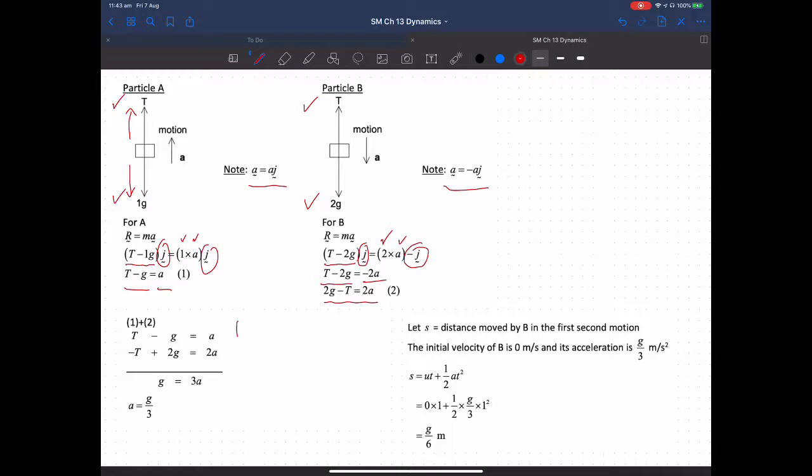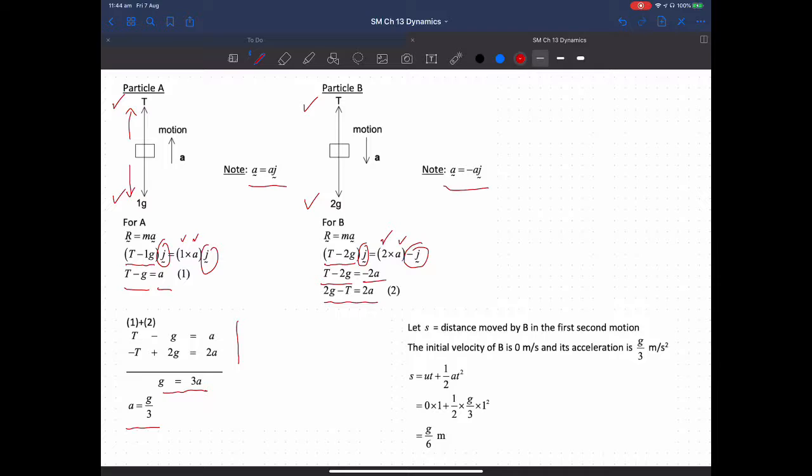I have added equation 1 and equation 2, and you could see I get g equals 3a. So if I divide both sides by 3, I now have acceleration equals g divided by 3 meters per second squared. But the question wanted to know how far the movement of B was in the first second.